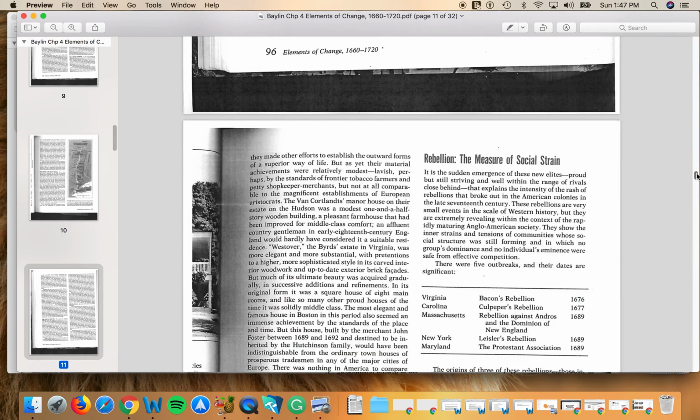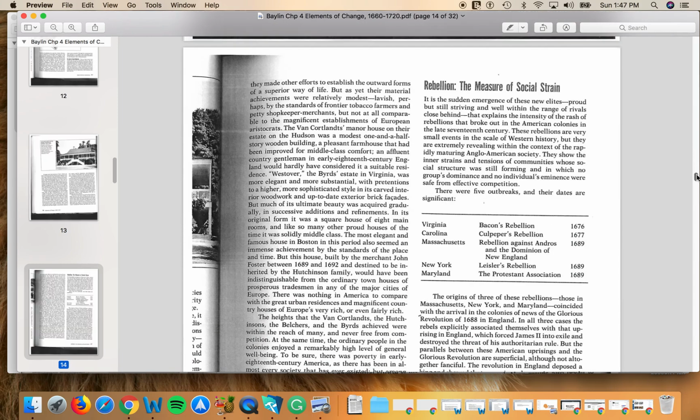We're going to move right on towards rebellion, and I have a whole lecture on revolution. So this should help you to understand why revolutions occur. There is a reading in the syllabus for Davies, The Theory of Revolution. So you'll be able to look at just a handful of revolutions: the Protestant Association, Leisler's Rebellion, Culpeper's Rebellion. There are so many rebellions, and we're not even talking about slave rebellions yet.